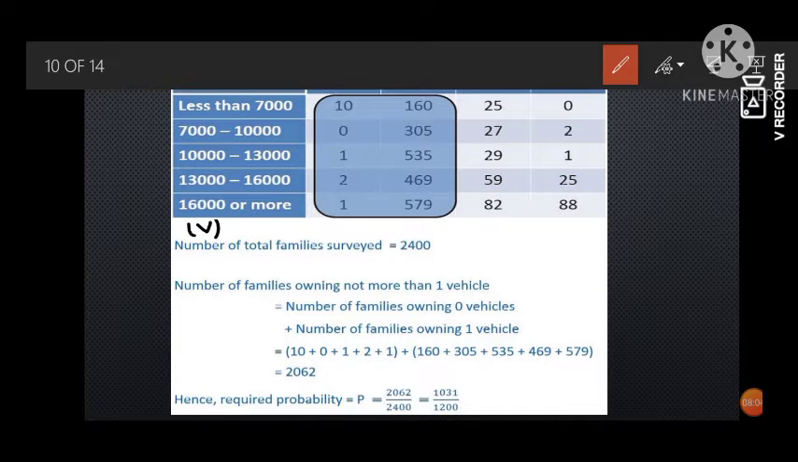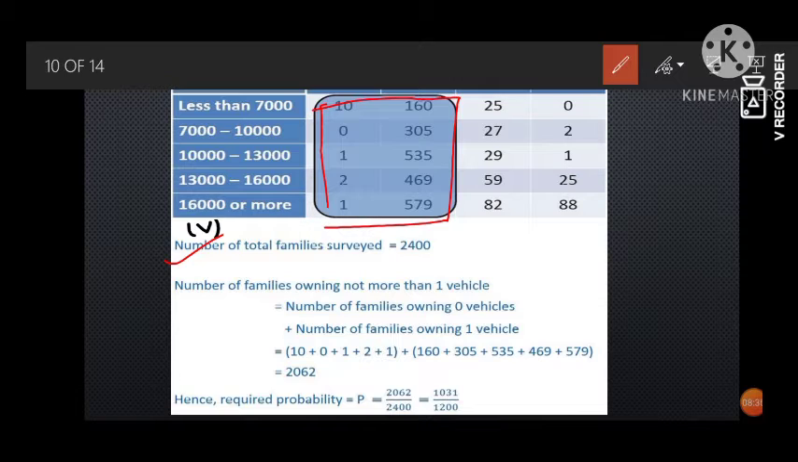So total number of families is the same, 2,400. But how many families are owning not more than one vehicle? It means they are not owning 2 vehicles or above. They are owning either no vehicles or one vehicle. So this full part has to be added. And since the income is not stated, all the income has to be considered.